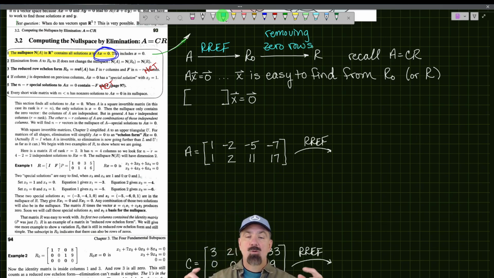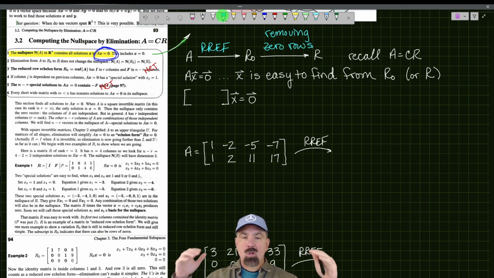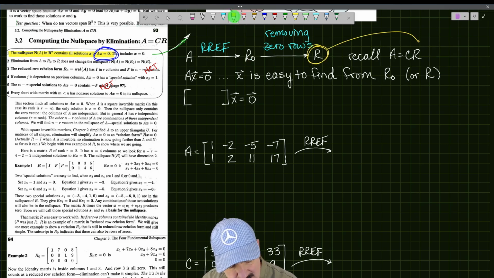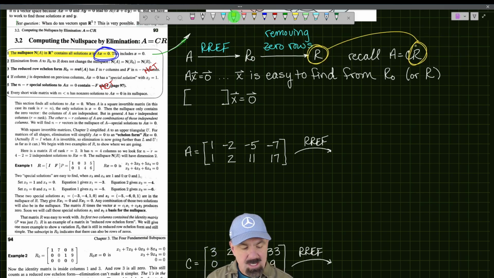And that's because the process of RREF will identify for us any redundant equations. So anything that's in the A matrix that is redundant, that information all gets zeroed out. And the resulting matrix R is exactly the same one as we saw when we did A equals C times R way back in chapter 1. Those two things are the same.